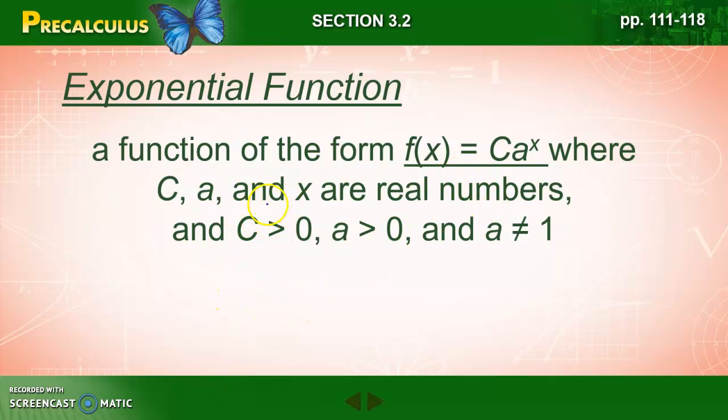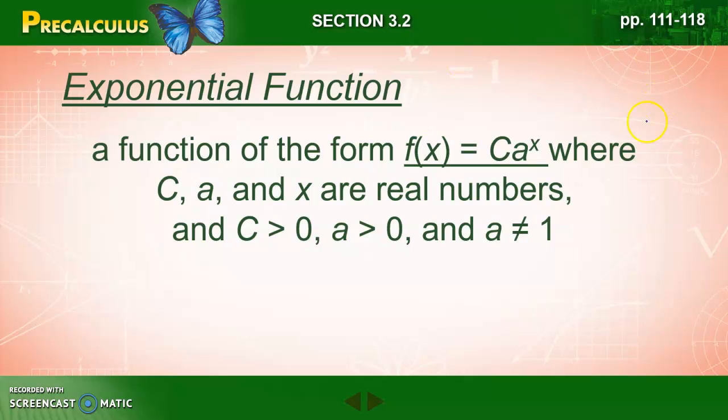We need to remember that c is going to be greater than 0. If c is less than 0, then our function is actually flipped upside down over the x-axis, and it's no longer an exponential function. We'll take a look at what that looks like later on. A is also going to be greater than 0. A is our base there, for various reasons that we'll get to later on in this course.